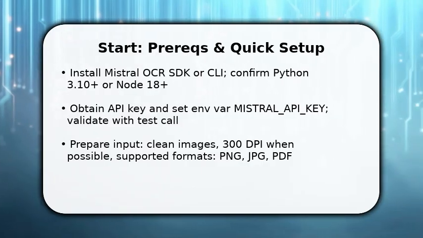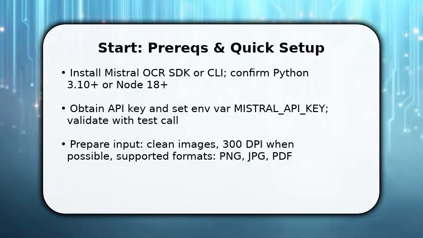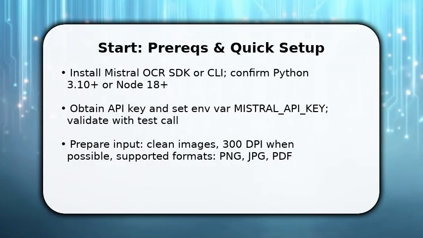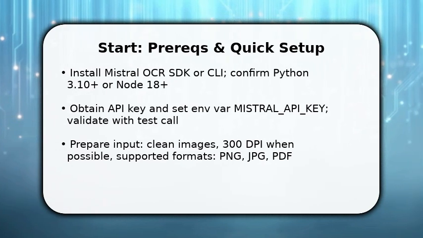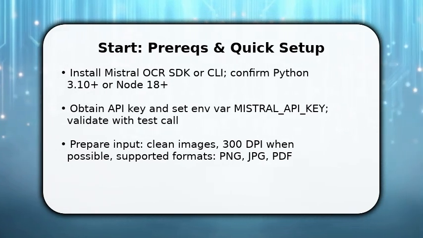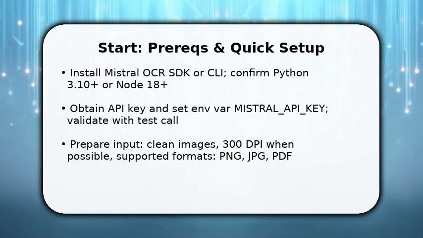Once done, prepare source files: clean scans at about 300 dpi, crop margins, and use PNG/JPG/PDF. Doing this up front reduces noise and improves accuracy, which speeds the rest of the workflow.